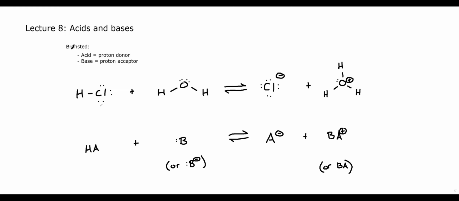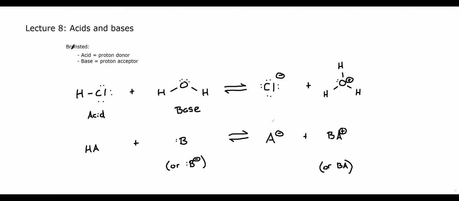So if this HCl lost or donated a proton, this would be the acid, okay? In this example, that's the acid because it's donating or losing a proton, H plus. The water is being a base because if we look at the products, it's now H3O plus. So the water has gained or accepted a proton. So the water is acting as a base.